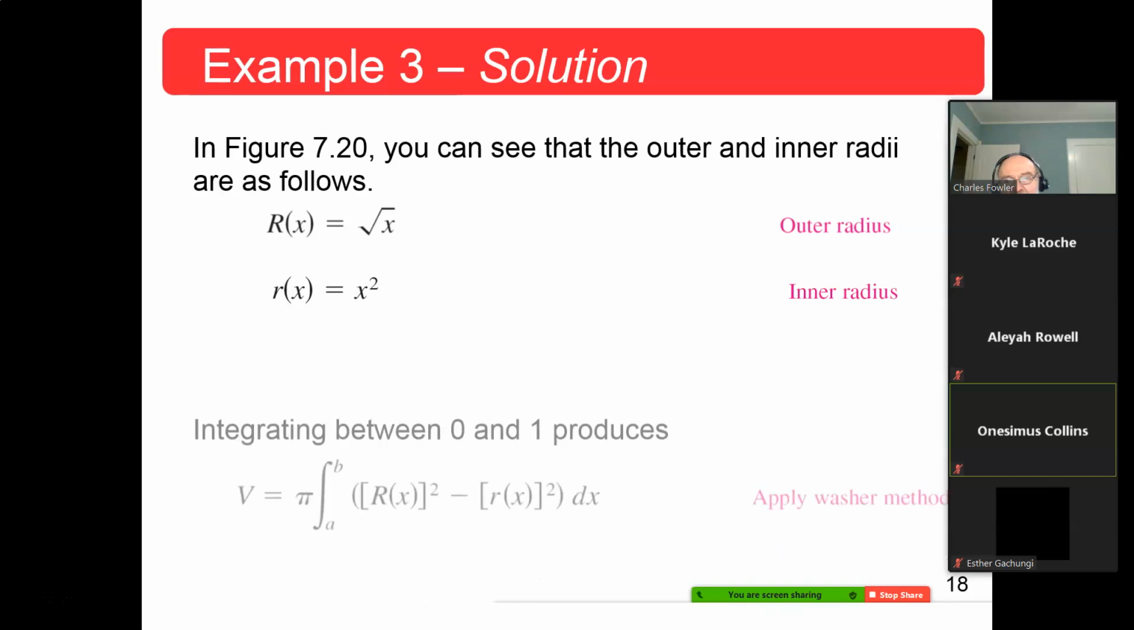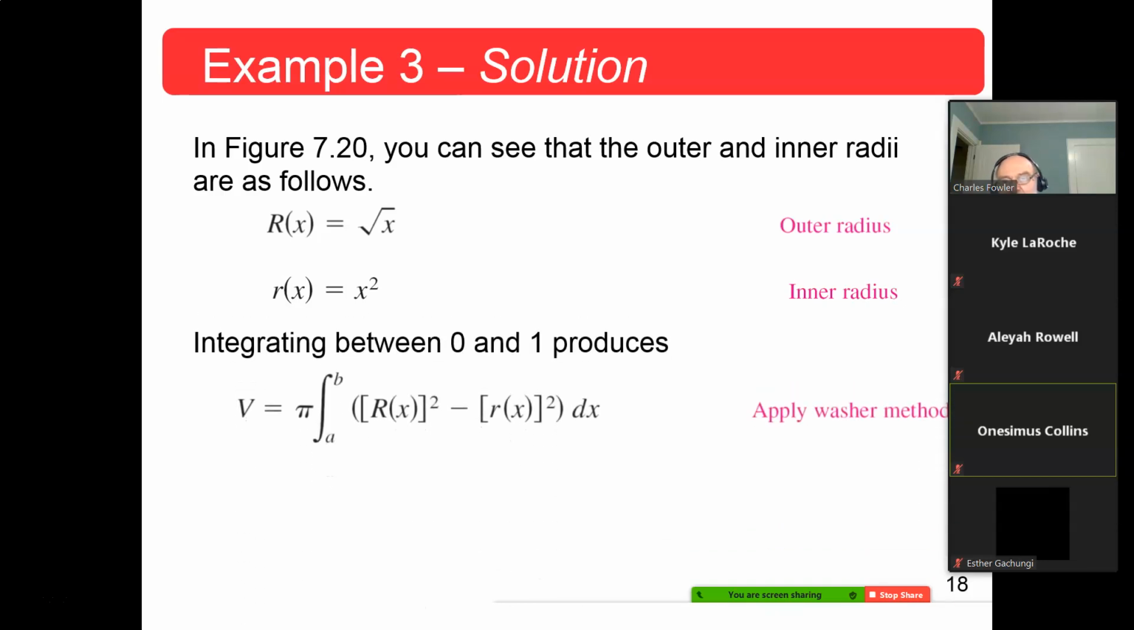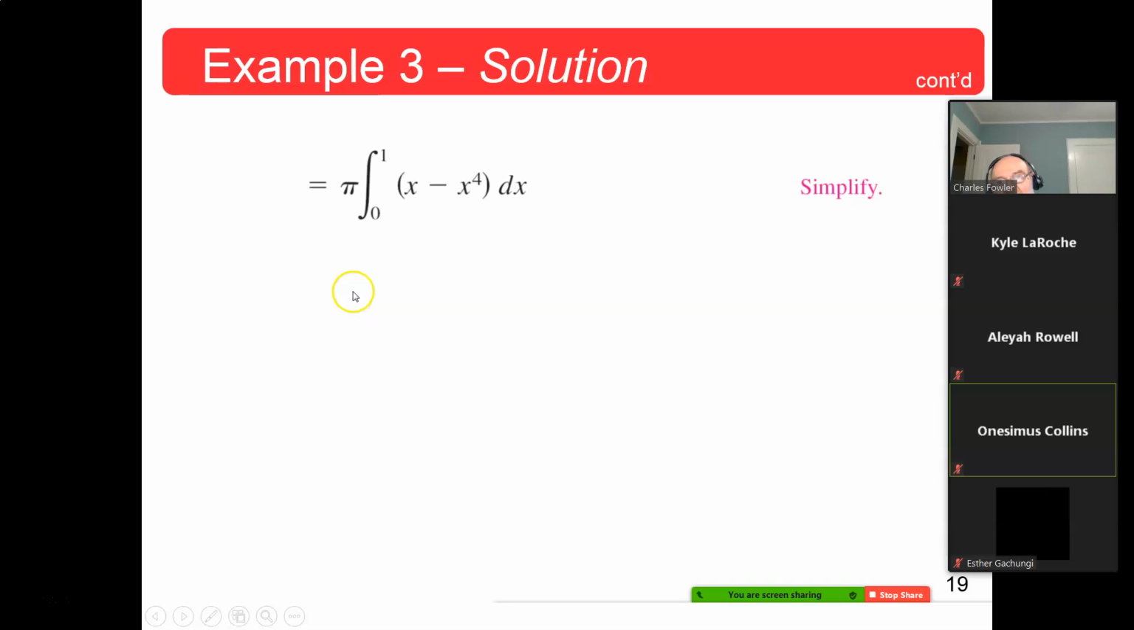This one did. Integrating between 0 and 1 produces the volume, equal to pi times the integral from a to b, in this case 0 to 1, of your outer radius squared, that's going to be x, minus your inner radius squared, that would be x to the fourth, dx. So that would be pi times the integral from 0 to 1 of square root of x squared, which is x, minus x squared squared, which is x to the fourth, dx. And that would be the integral from 0 to 1 of x minus x to the fourth dx.